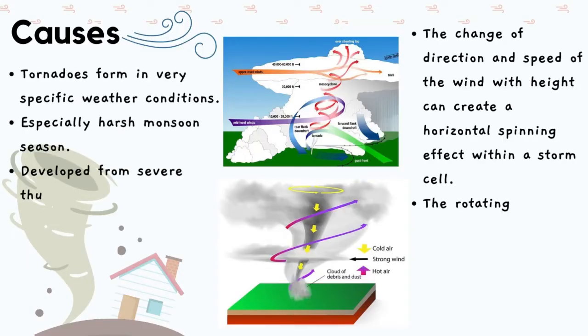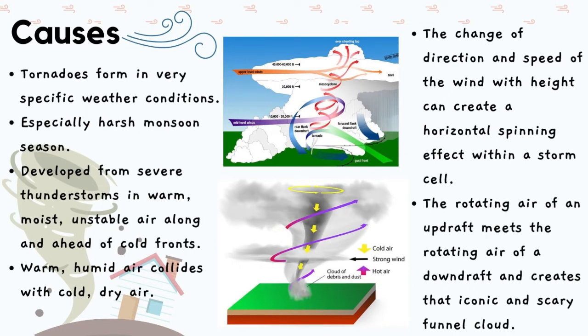Tornadoes form in very specific weather conditions, especially the harsh monsoon season. Another cause is warm, humid air colliding with cold, dry air. It develops from severe thunderstorms in warm, moist, unstable air along and ahead of cold fronts. The change of direction and speed of the wind with height can create a horizontal spinning effect within a storm cell. The rotating air of an updraft meets the rotating air of a downdraft and creates the iconic and scary funnel cloud.